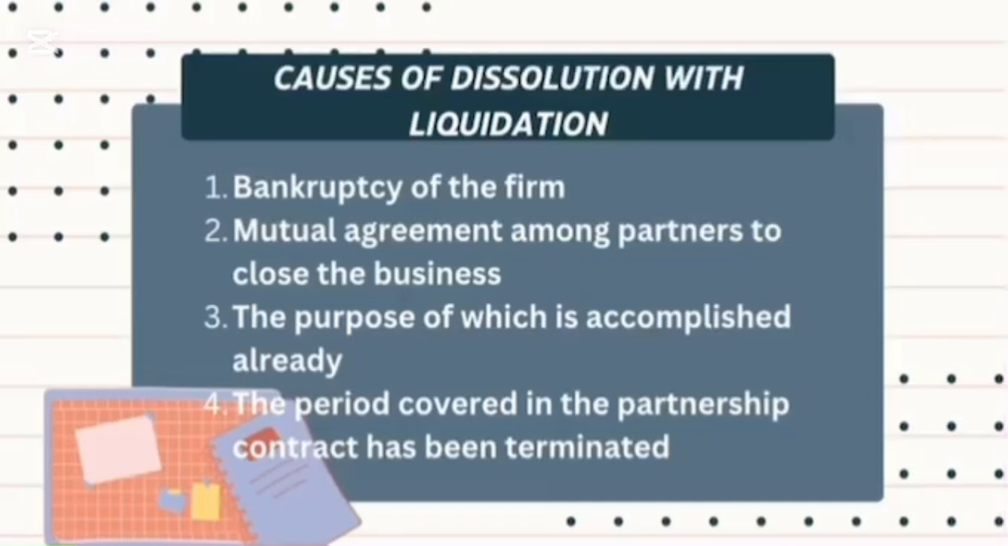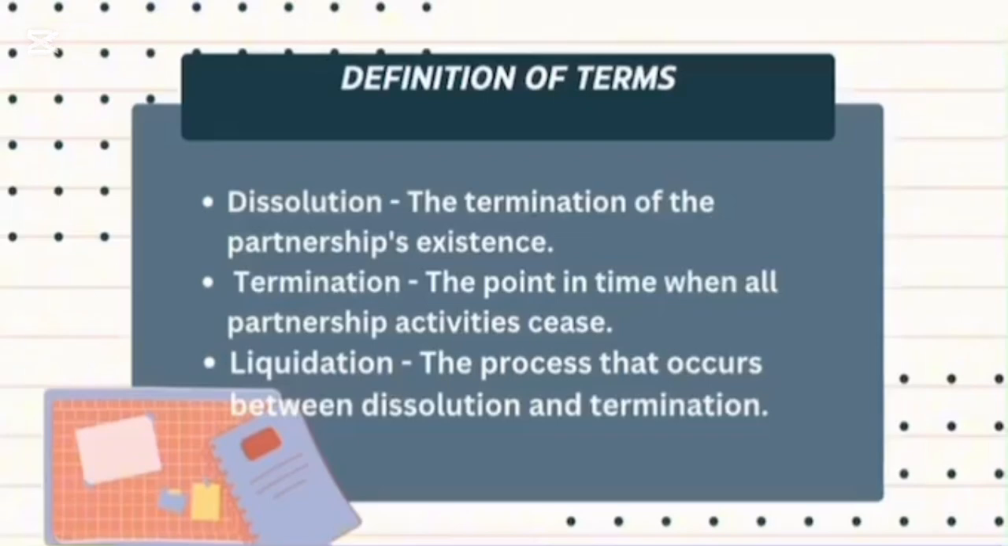Definition of terms. Dissolution: the termination of partnership relations. Termination: the point in time when all partnership activities cease. Liquidation: the process that occurs between dissolution and termination. It involves winding up the business, converting non-cash assets into cash, settling liabilities, and distributing the remaining assets to partners.